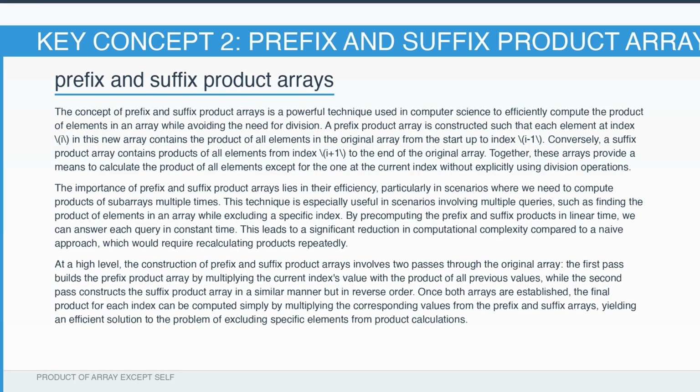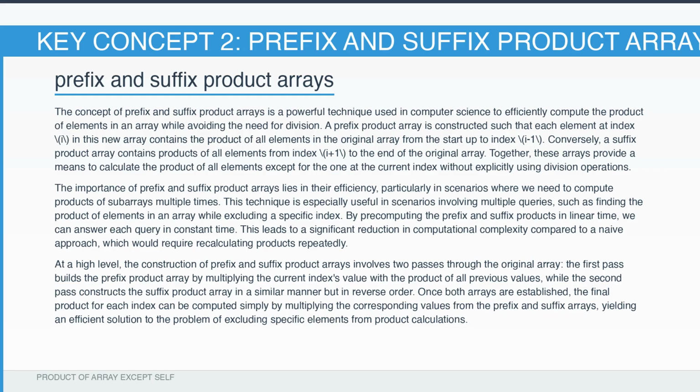The concept of prefix and suffix product arrays is a powerful tool in computing. Imagine you have an array of numbers, and you want to find the product of all elements except for the one at the current index. Instead of dividing, which can be tricky, we use 2 helper arrays, the prefix product array and the suffix product array. The prefix product array at index I contains the product of all elements from the start of the original array up to index I-1.